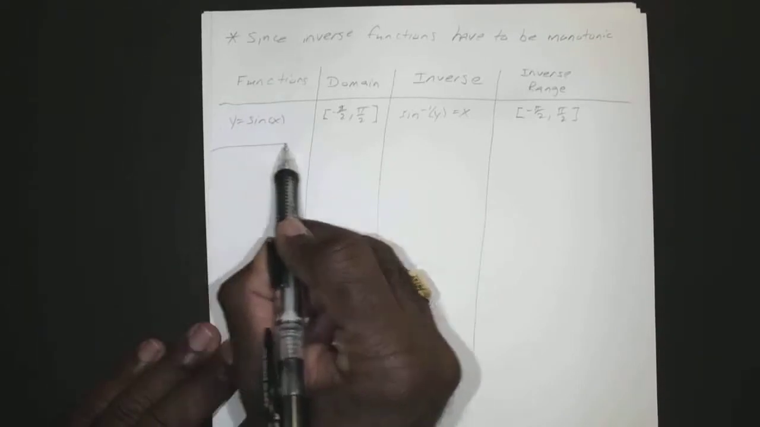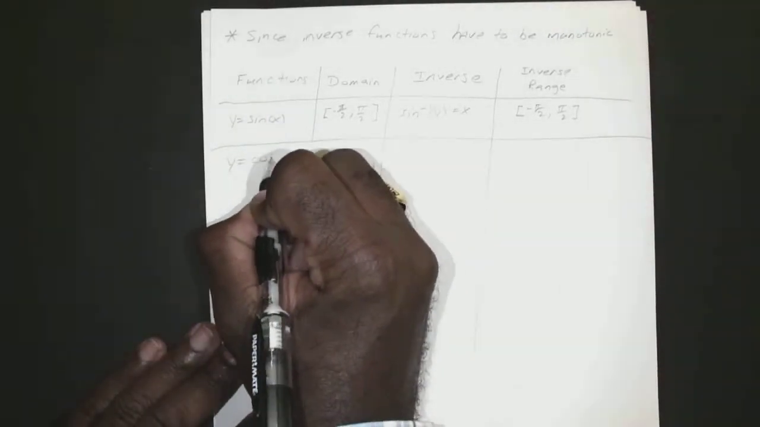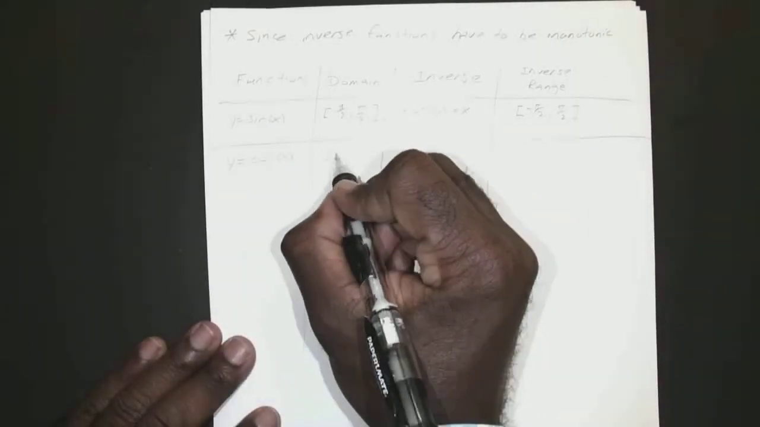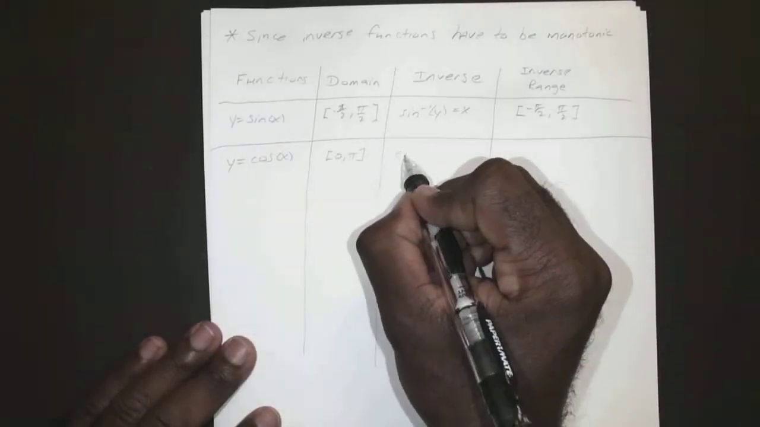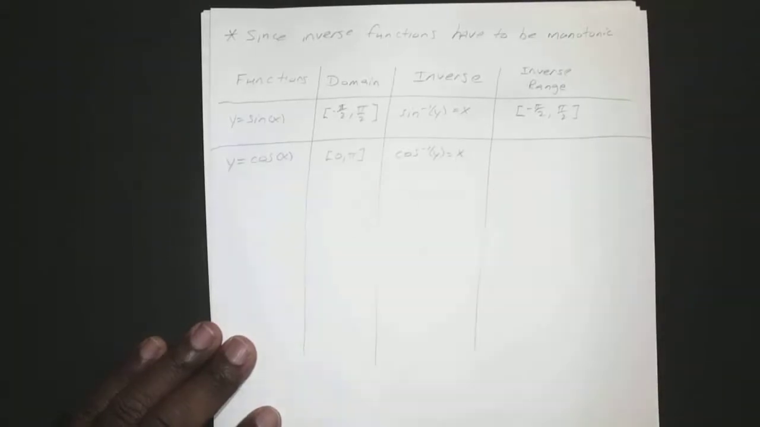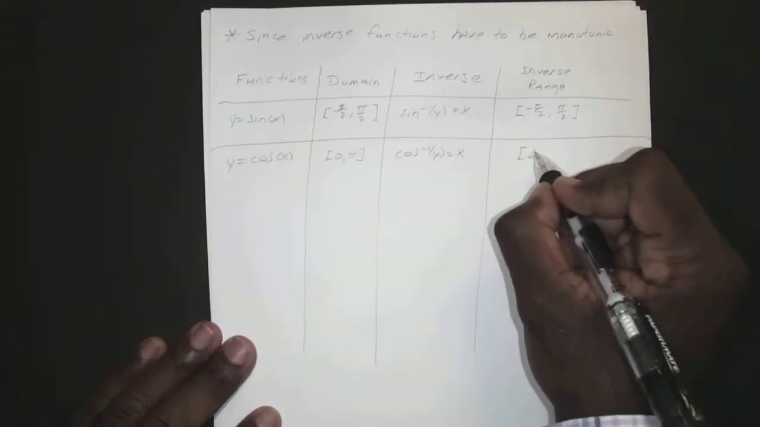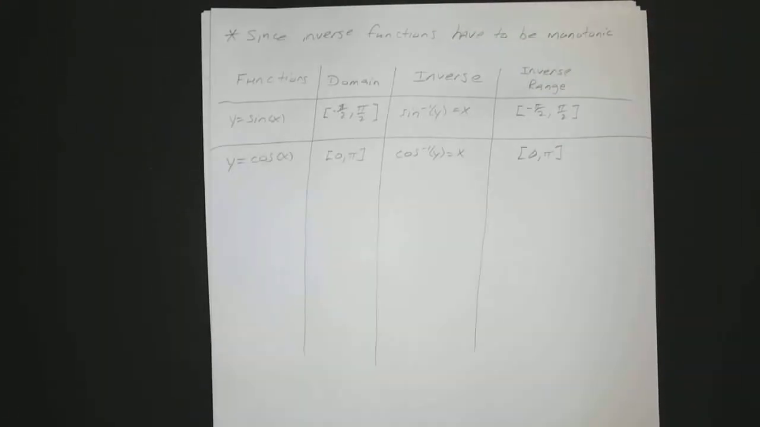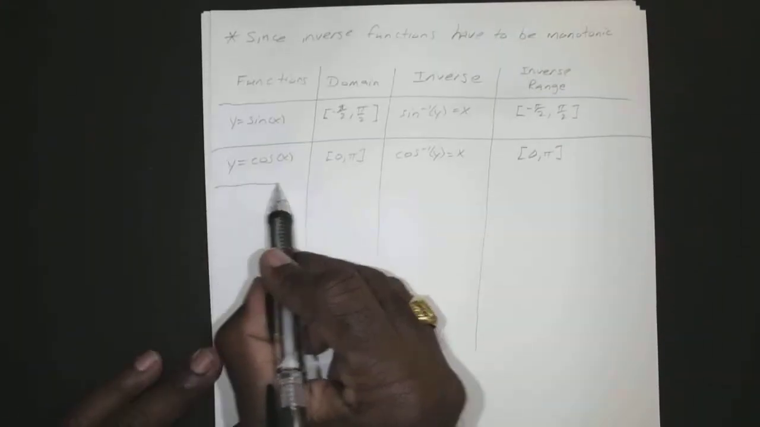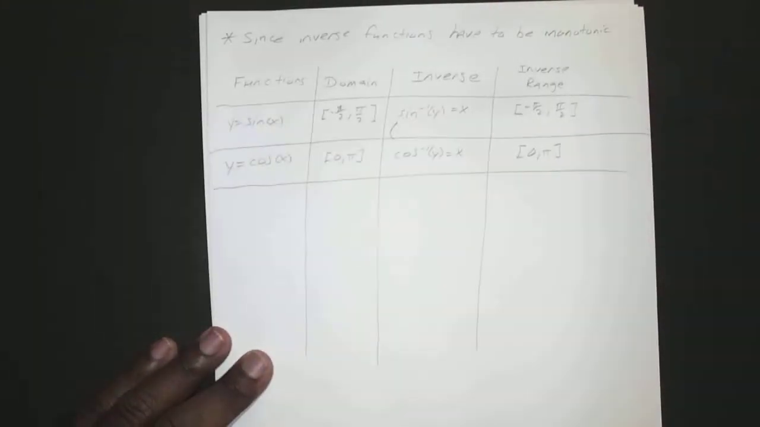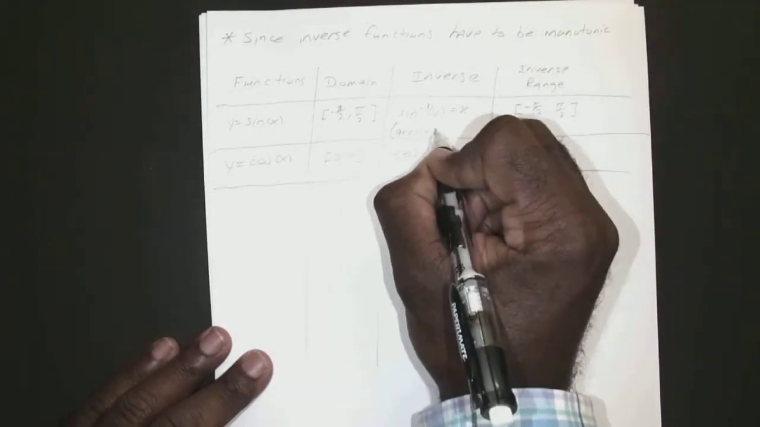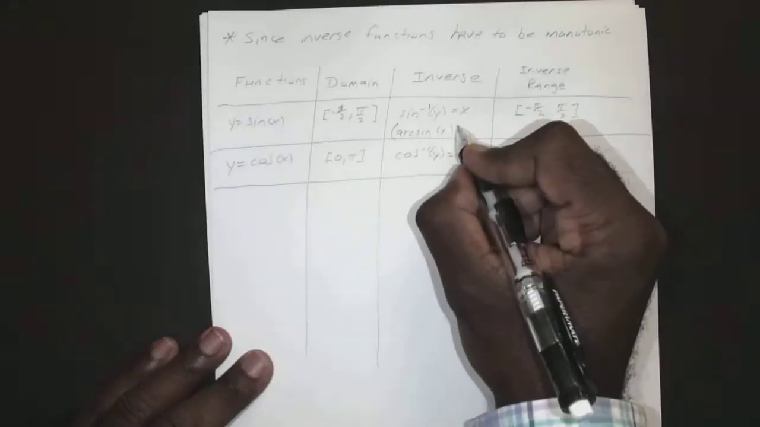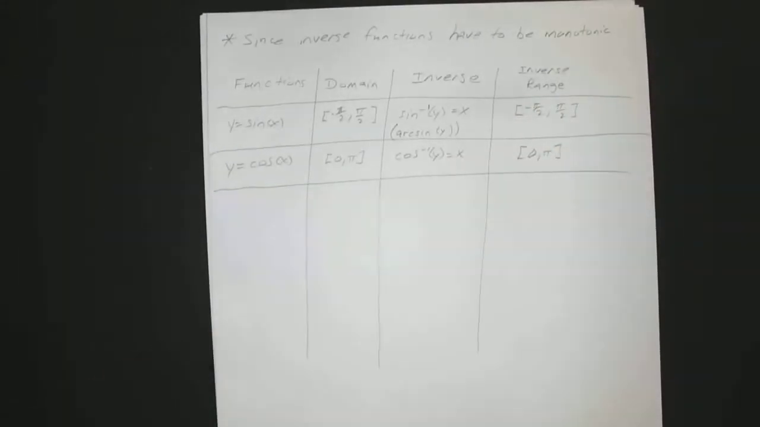Same thing with cosine. The cosine of x had a domain of 0 to pi. So we apply cosine inverse to both sides, cosine inverse of y equals x. And now that becomes the range. Quick side note, sine inverse is also called arcsine. Cosine inverse is also called arc cosine.